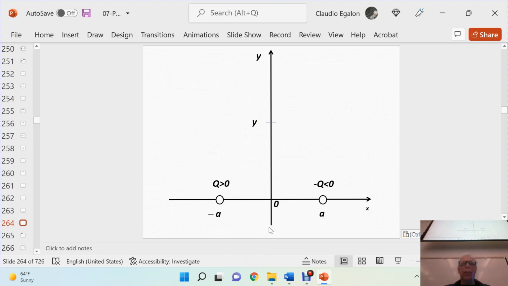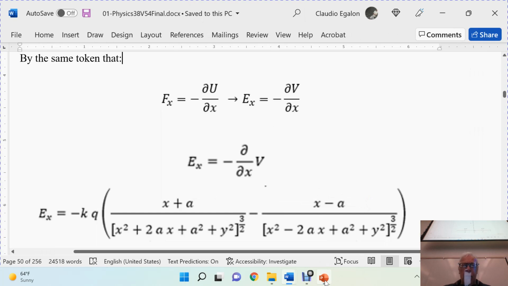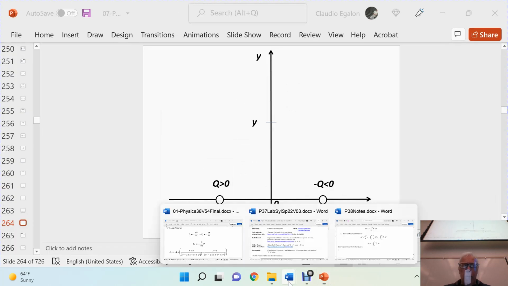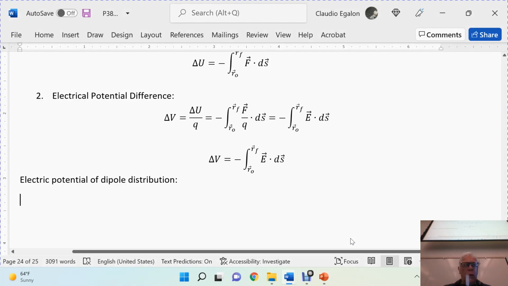So what's going to be the electric potential at this spot is going to be the scalar sum of the contributions of the potential of those two. This charge has an electric potential at this point y, and this other charge has a contribution to the electric potential at this point. So we're going to write down the contributions of each of the dipole distribution.